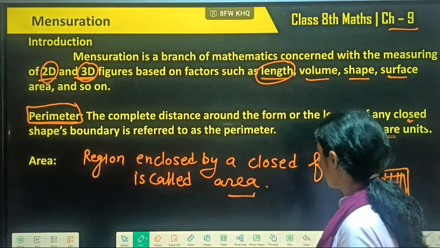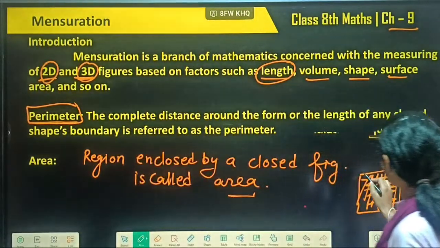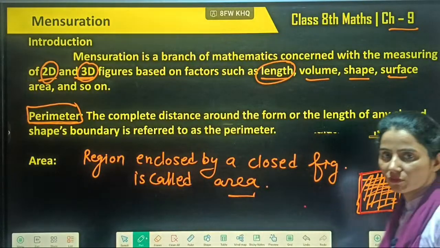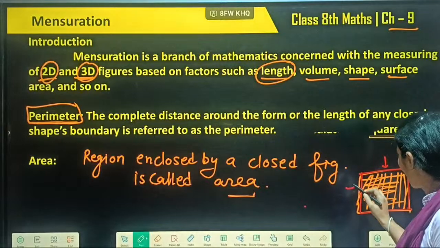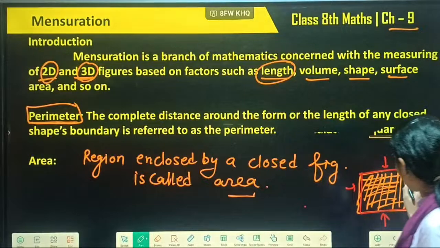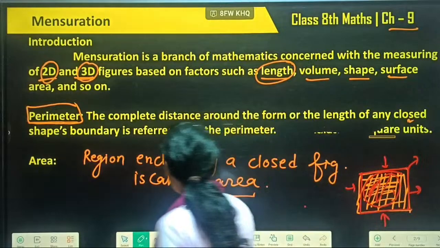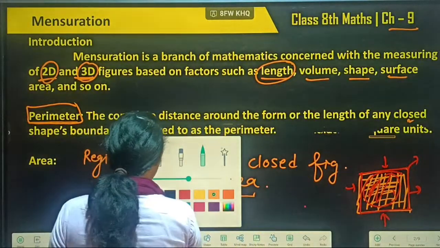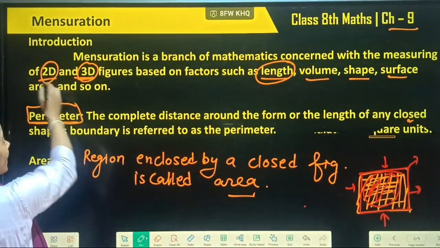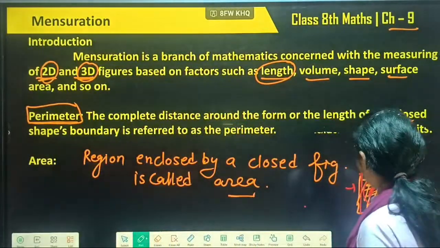And what is boundary? This is the boundary of this figure, and this is called the perimeter of this figure. Whenever I add all the boundaries of this figure, I will get the perimeter, and the region enclosed by this closed figure is called its area. Now you can see one example of a 2D shape. This board is representing a 2D figure. This plane surface is representing a 2D figure. This is two dimensions.